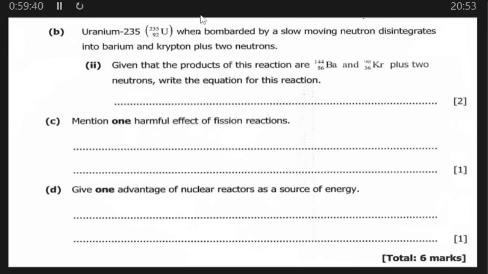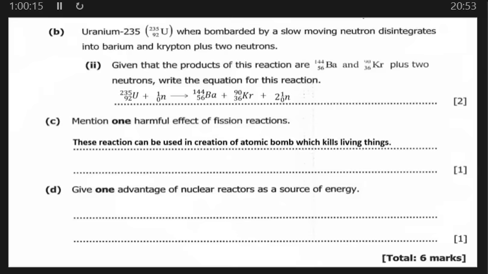So we'll write these equations here. Uranium bombarded by a neutron must give us this barium plus this krypton plus two neutrons. That is it. Let's move to question C, which says, mention one harmful effect of fission reactions. These reactions can be used in the creation of the atomic bomb, a bomb which kills living things. These bombs may be good or bad, but they destroy living things.